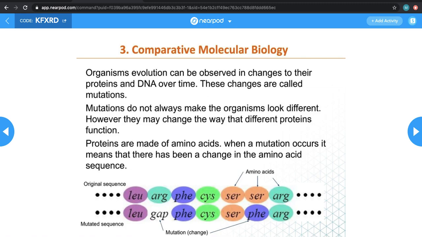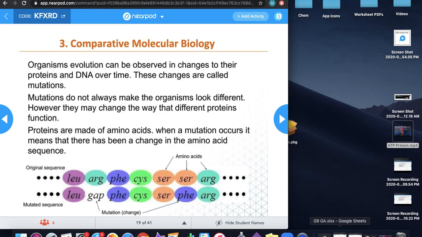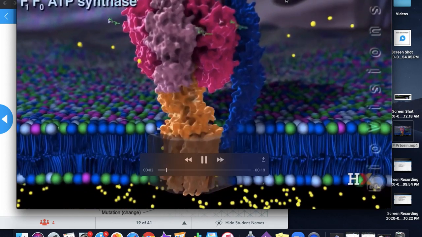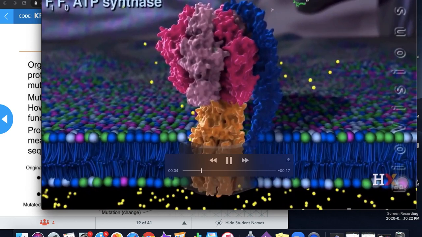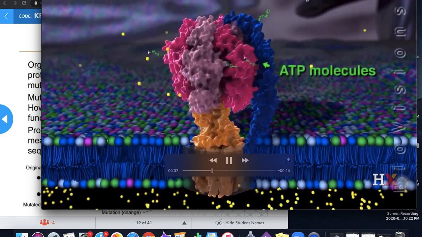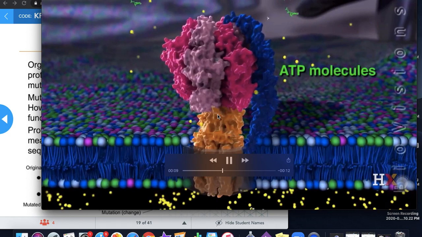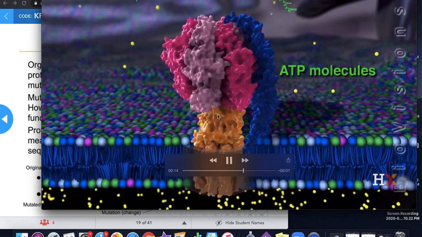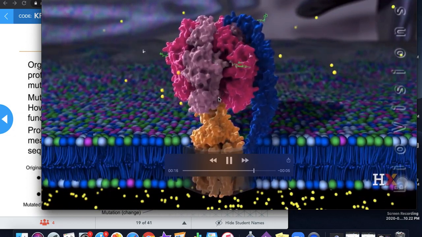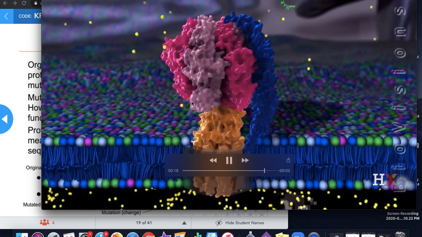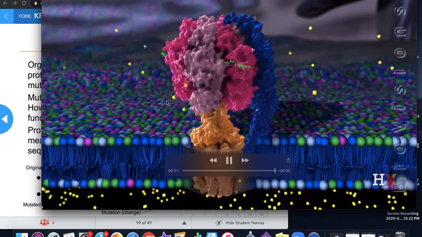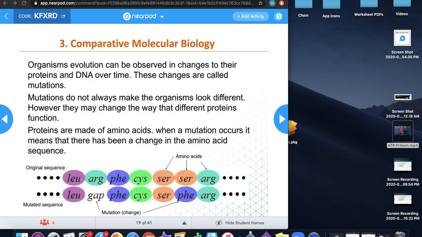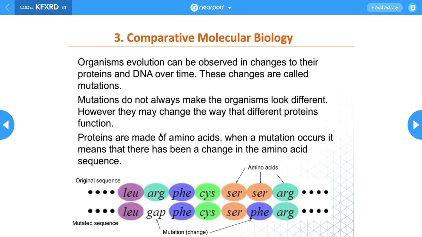So if we look here for a second, this is just an example of a protein that you guys might remember. This is ATP synthase. Remember, it's the machine that makes ATP. So if you look over here, see how it moves and it works and it actually does something. This is how the proteins in your bodies function. Now, when you accumulate mutations in your proteins or in your DNA, sometimes these can stop working, or sometimes they can actually start to work more efficiently, depending on how the mutation happened.